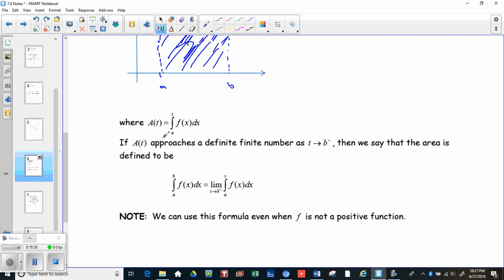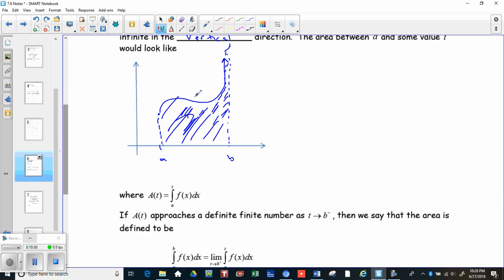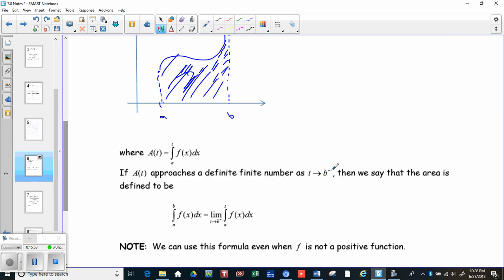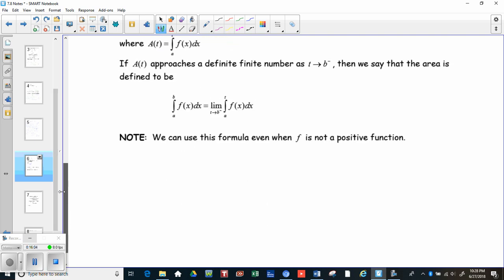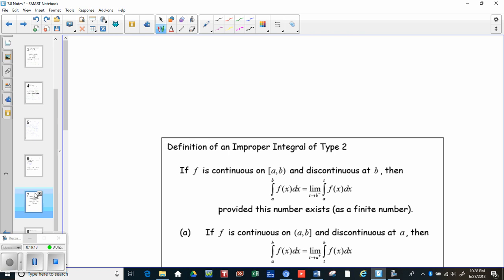So, if we want to find the area up to t, it's going to approach a definite finite number as t approaches b from the left-hand side. Notice the way this function is designed, this can only approach b from the left-hand side because nothing exists over here. So you do have to include that little symbol as it approaches b from the negative or left side. But otherwise the process is the same. What you want to note here is that we can actually use this formula even when f is not a positive function. It could be a negative function as well. All right, let's just see some examples. I think that's the easiest way to show this one.